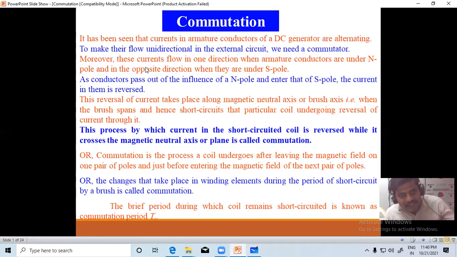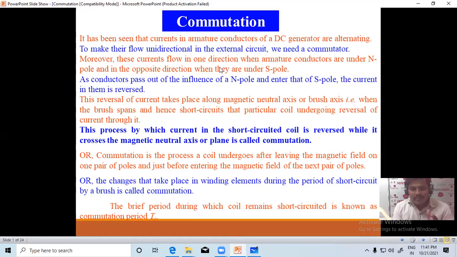It has been seen that the currents in the armature conductors of a DC generator are alternating. To make their flow unidirectional in the external circuit, we need a commutator. What is the need of a commutator? To convert the alternating current, that is AC, into direct current, or DC, we need a commutator. Moreover, this current flows in one direction when the armature conductors are under the N pole, and in the opposite direction when they are under the S pole.